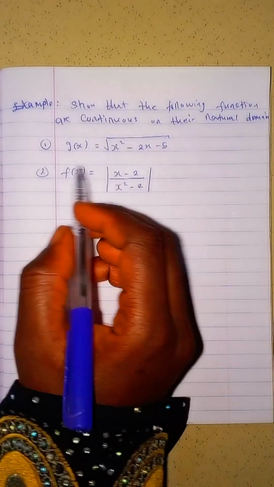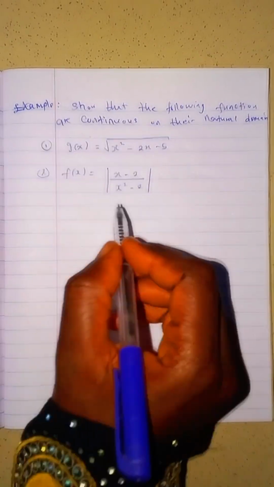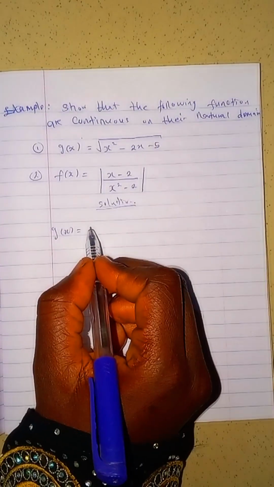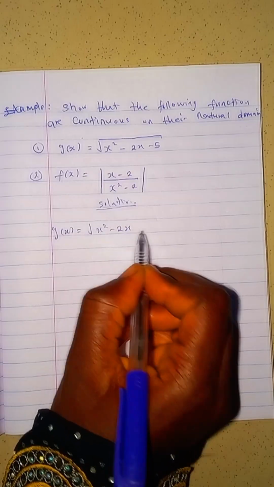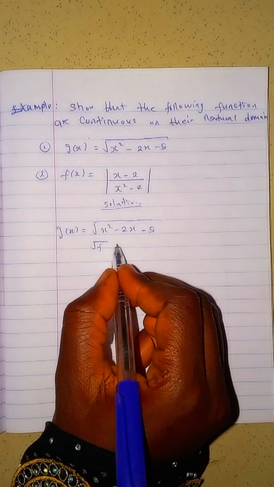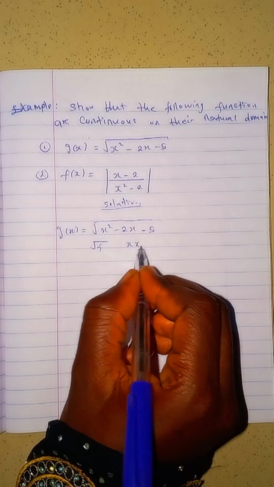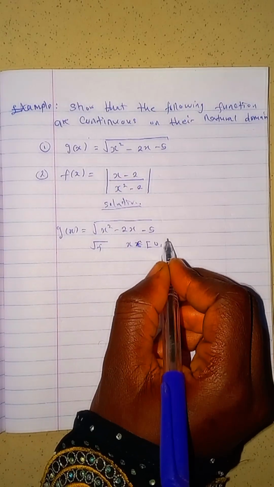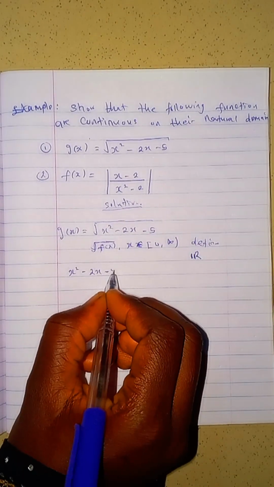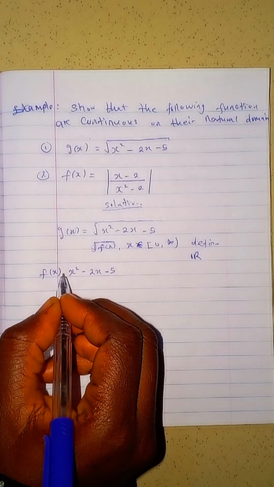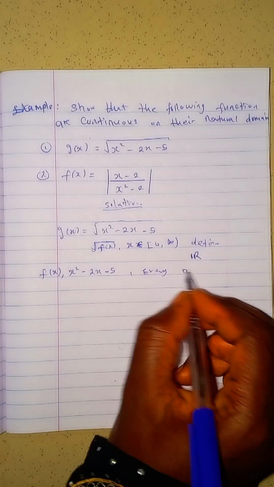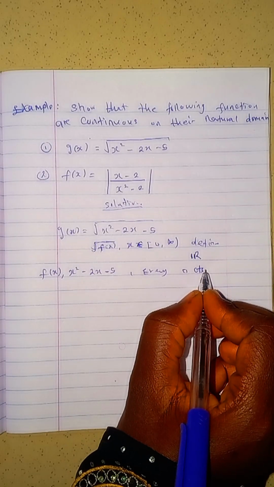To show that the following functions are continuous on their natural domain, it means, where is this function defined? g of x is the square root of x squared minus 2x minus 5. The square root function is always defined for all x coming from 0 to positive infinity. So x squared minus 2x minus 5 is a polynomial function. So every polynomial function is a continuous function by theorem 1.